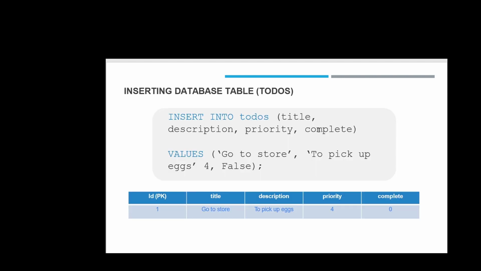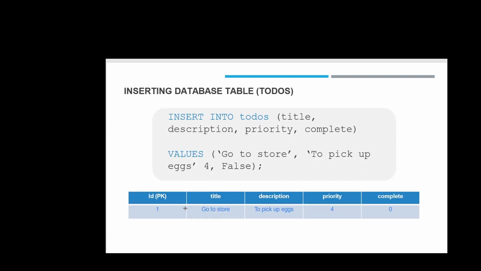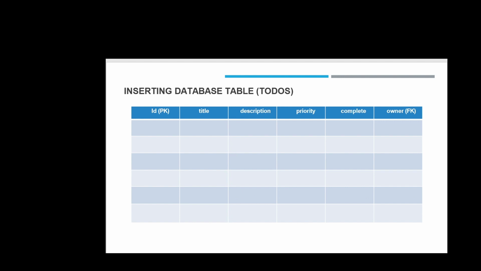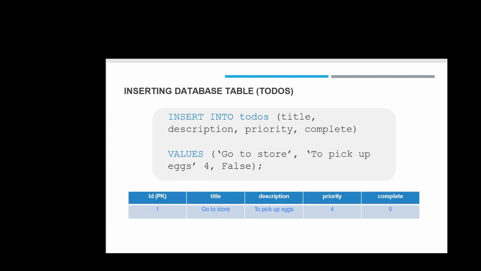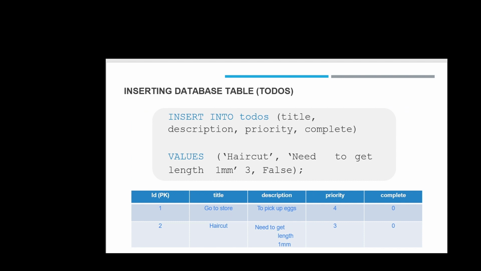In order to insert some data into the database, we need to recall the basic SQL syntax for this. We're going to say we're inserting into to-dos the title, description, priority, and complete. This is going to be in the to-dos table, which has this structure here, without the owner column in this case. We will use the owner column later for recalling foreign keys and primary keys. For that, first let's understand how to insert data with the basic SQL query.